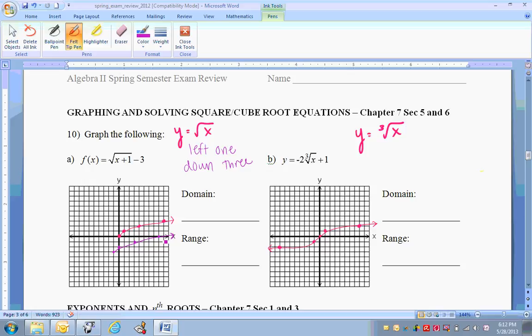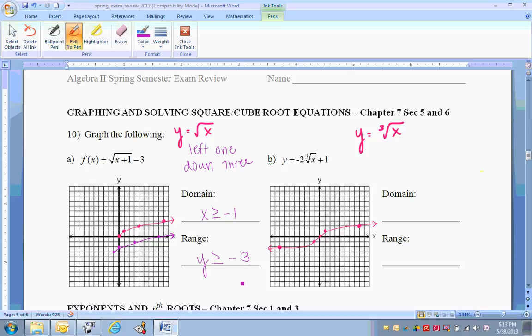Okay, so now looking at our domain and range, the purple graph is the one that we're interested in. That's part A, the function given to us. And the domain is my x values, and every point on my graph has an x value that is greater than or equal to negative 1. And my range is my y values, and every point on my graph has a y value that is greater than or equal to negative 3.